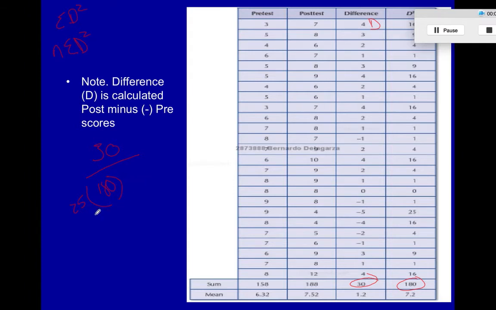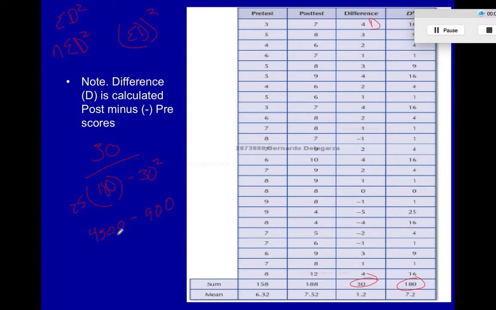Once we know that value, we're going to subtract the sum of D, because remember, this was the sum of D that our piece of the formula is asking for, but now we're going to square that value. We already know what the sum of D was equal to. It was equal to a value of 30, and we're going to square that value. So in our particular case, if we take 25 times 180, that is going to give you a value of 4,500 minus 30 squared, which will give you 900.